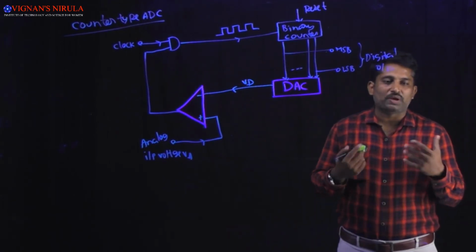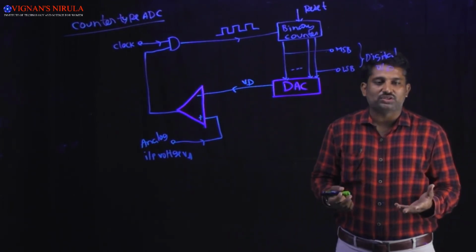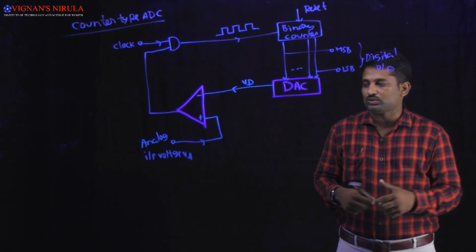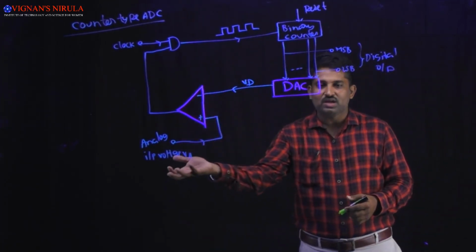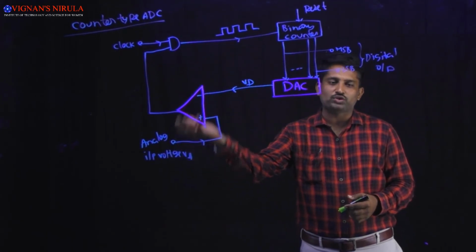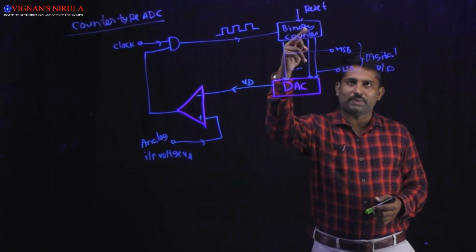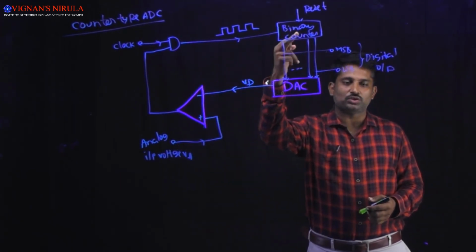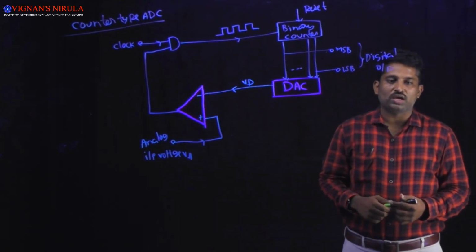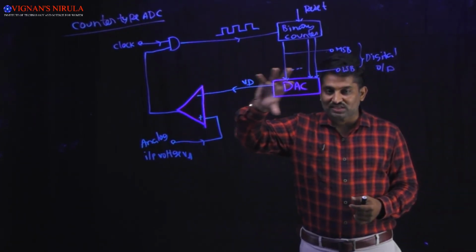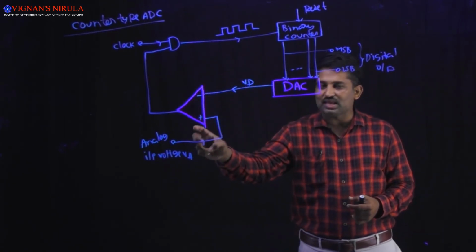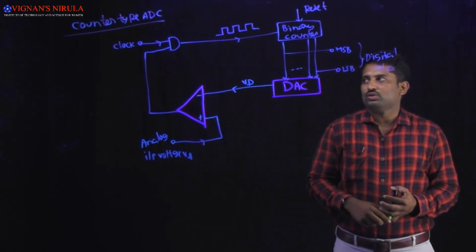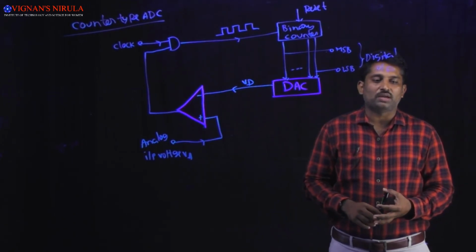Whenever you want to perform another operation, you remove the analog input voltage and apply a new voltage, and before starting, the binary counter is first reset to 0 volts. The process continues until the VD value is greater than the analog input value. That's it for the counter type ADC technique.